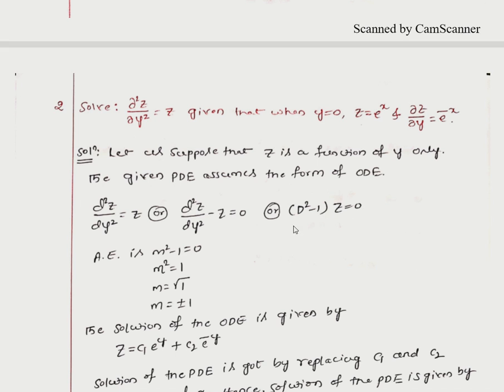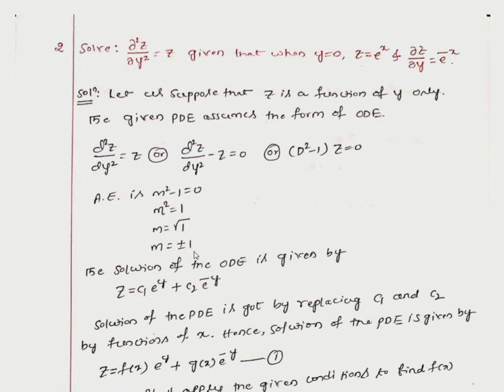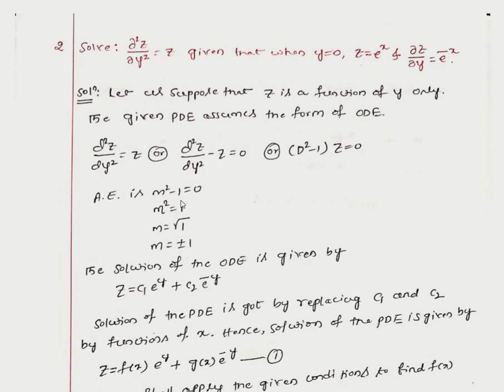What is the auxiliary equation? m square minus 1 is equal to 0. m square is equal to 1. Here m is equal to root of 1. Therefore m is equal to plus or minus root of 1, which is 1. Here this is not a complex root. This is the real root. m is equal to plus 1, m is equal to minus 1.